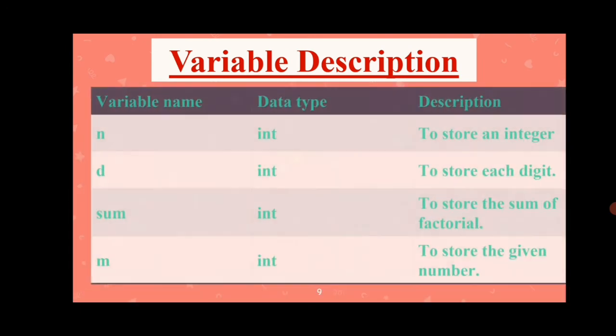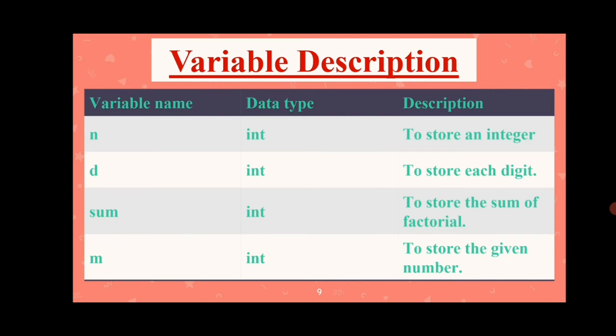Now I would like to teach the variable description for this program. In this program, I am going to use these four variables only. Children, again I am reminding you: draw this table with a pen only. Don't use a pencil. Draw the table with a pen only.